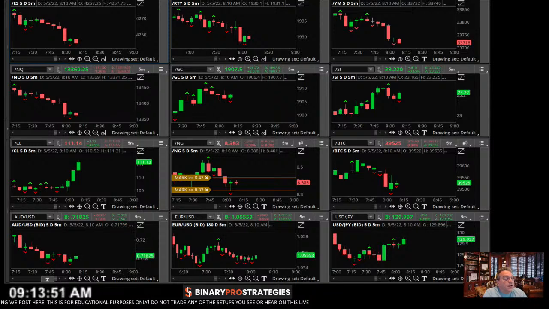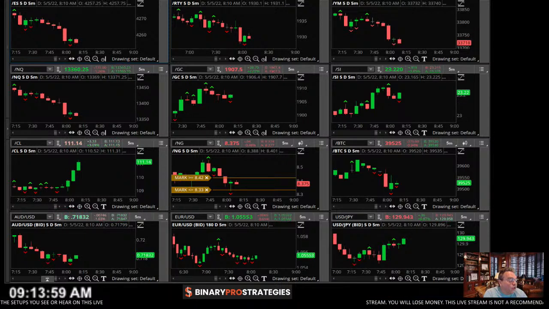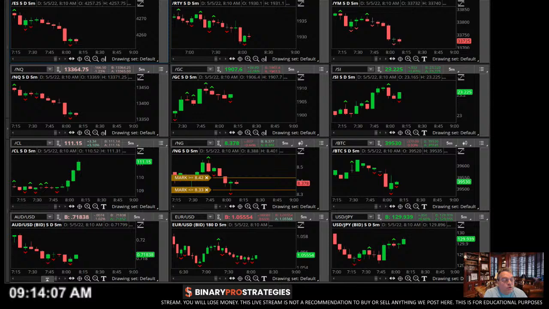Anyway, right now the only thing I have on for Einstein is long natural gas. Nothing going on with core, which is one of the 5 different patterns that we use in core. Already had one trade today with core. It was a long US yen. That was a winner.